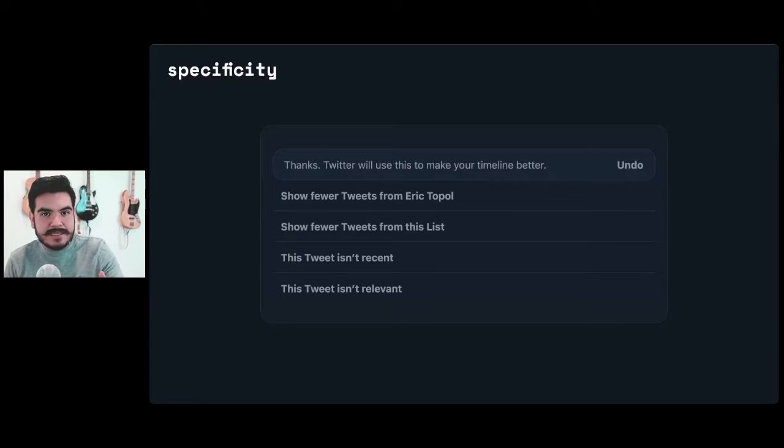In fact, they are actually stating that. So they say Twitter will use this to make your timeline better, which I just think is really, really interesting. So that was principle number 3. And I have one more example of this.